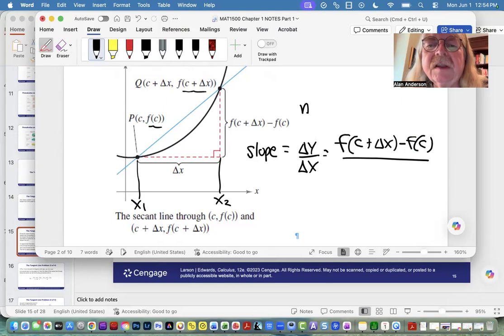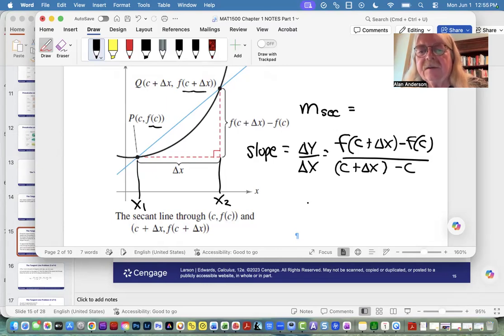By the way, they're using the notation m with a little sec here to remind you this is the slope of the secant line. And then the difference between the x's is just delta x, which is c plus delta x minus c, but that reduces to delta x.